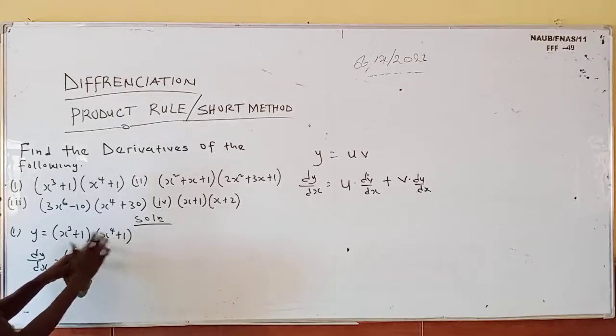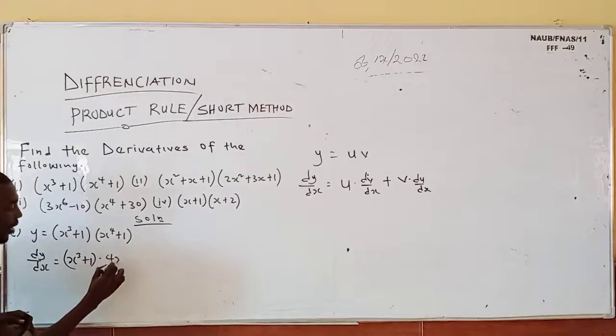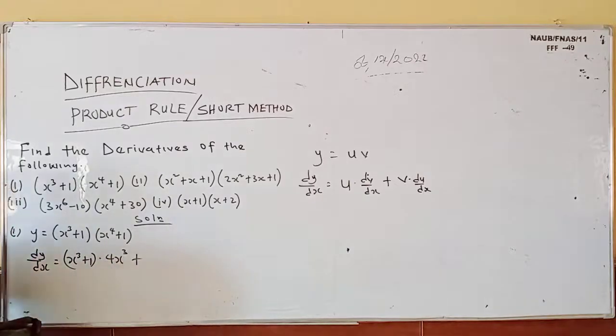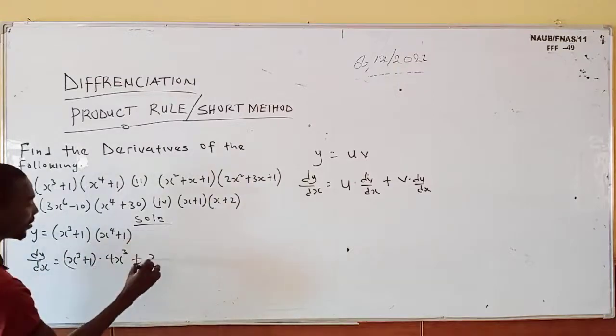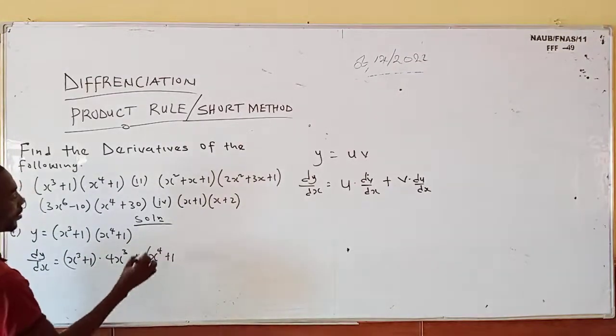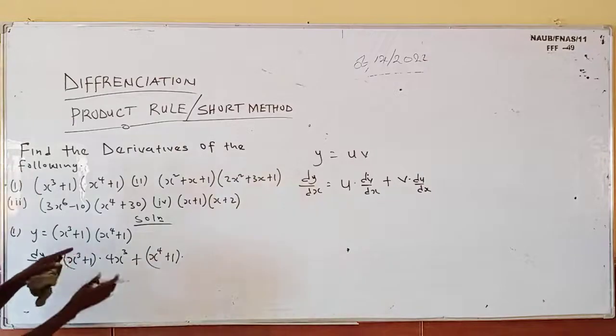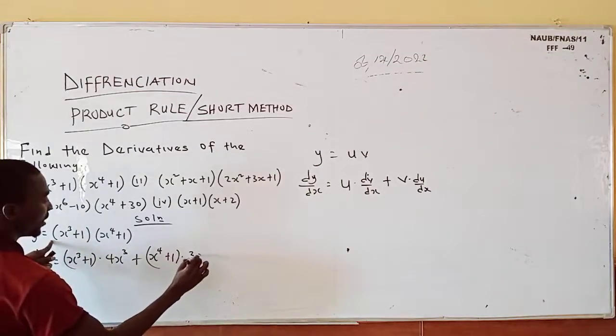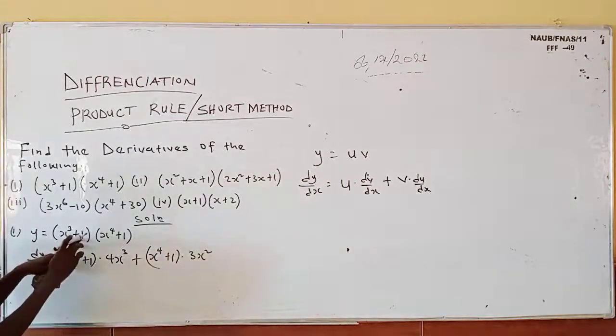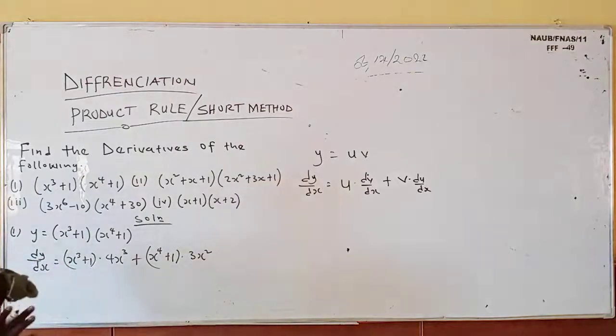So now let's differentiate this bracket. If you differentiate x to the power of 4, you have 4x cubed. Differentiate 1, that is 0. So I'm going to have 4x cubed, plus, now we pick this, x to the power of 4 plus 1, then we multiply it by the differentiation of the first bracket. If we differentiate, we are going to have 3x squared. If you differentiate 1, that is 0. So this is what we are going to have.